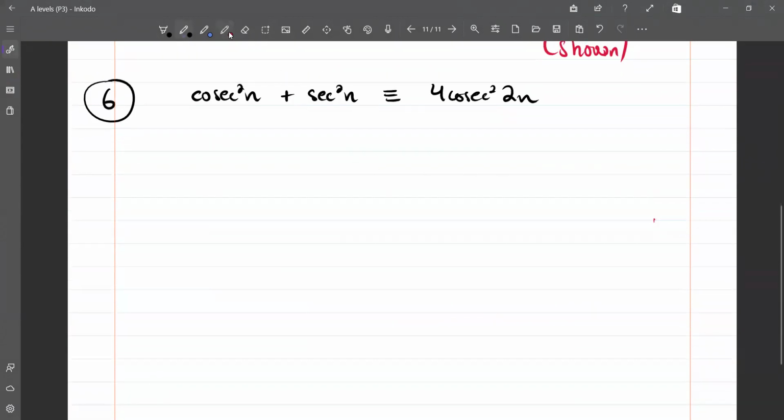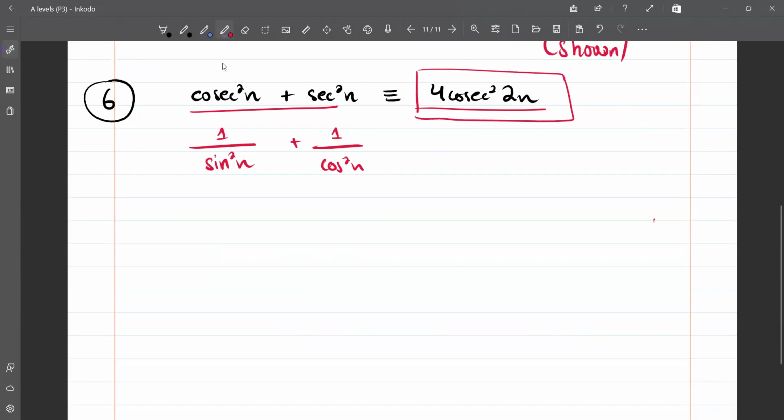So yes, we have to prove that this equals this. All right. We know that cosec square x is 1 upon sine square x and sec square x is 1 upon cos square x. And by the way, guys, whenever you encounter complex looking identities that look complex on the right hand side, it is always a good idea to do a bit of reverse engineering, just to make things easier.